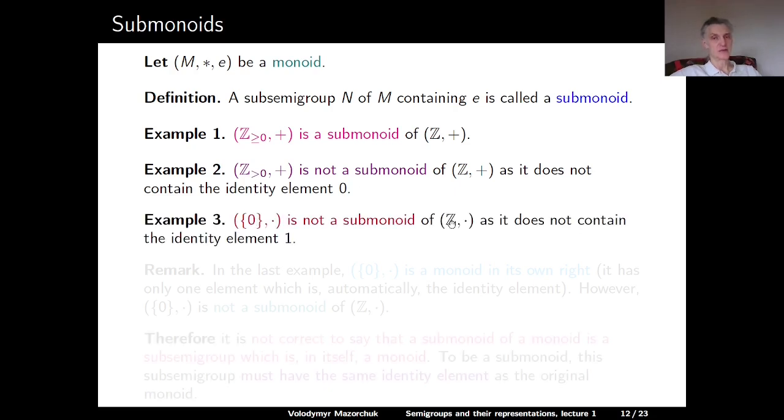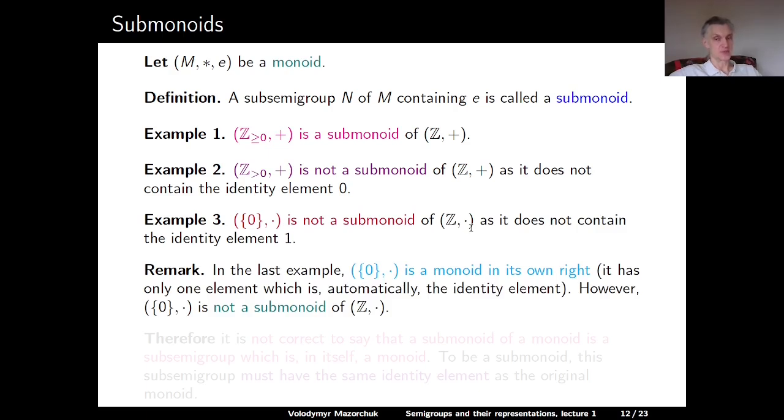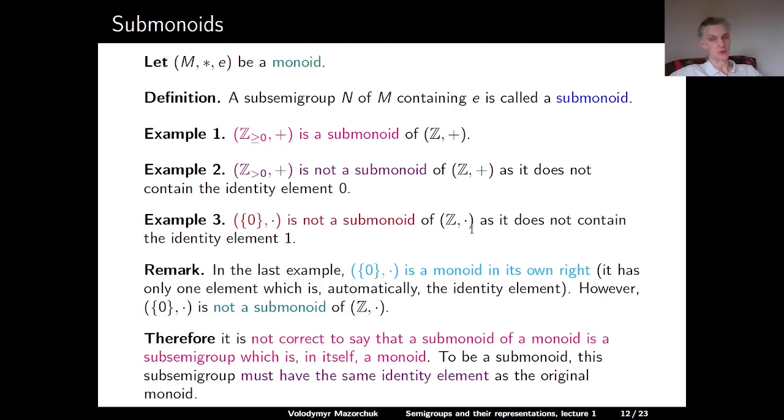Example 3. Let us look at the multiplicative monoid of all integers. In this multiplicative monoid, we have a subsemigroup consisting of the element 0, because 0 times 0 is 0. Note that 0 is the identity element of this semigroup. However, this is not a submonoid of the multiplicative monoid of all integers, because it doesn't contain the identity element 1 of that monoid. So in this example, we have a monoid which is a subsemigroup of a bigger monoid, but which is not a submonoid. So it's not correct to say that a submonoid of a monoid is a subsemigroup which is in itself a monoid. To be a submonoid, it should have the same identity element as the original monoid.